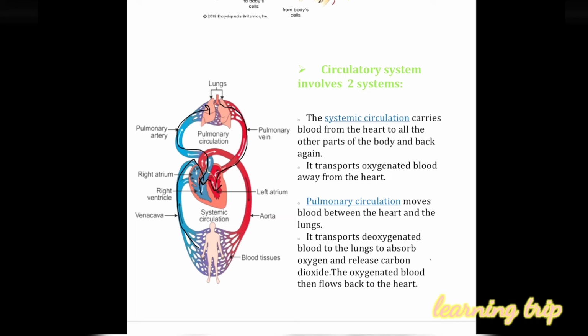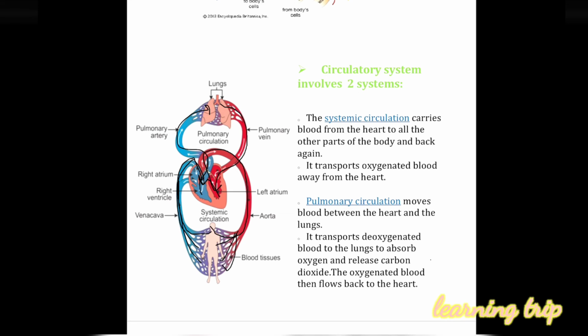The oxygenated blood from the left side of the heart eventually enters the aorta, and from aorta the oxygenated blood is supplied to all the body tissues and it delivers oxygen and nutrients to all the body tissues. Again, the deoxygenated blood gets collected into the superior and inferior vena cava, and again the blood enters the right side of the heart. So this completes the systemic circulation.